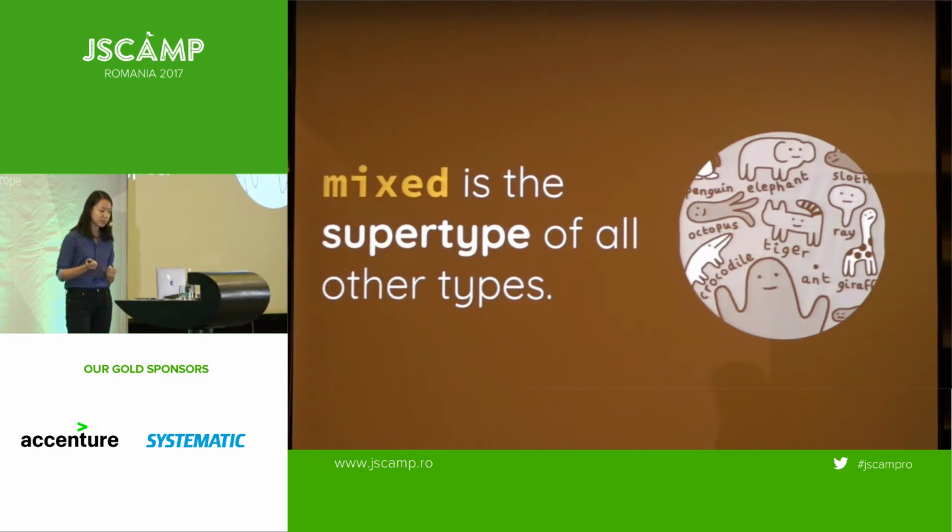To go back to mixed that we used earlier, remember that mixed is actually the supertype of all types because it's an unknown type. It includes all the types that Flow could possibly think of, and that's why you have to refine it down. So it's always safe to cast to mixed because it is a supertype of all types in the system.